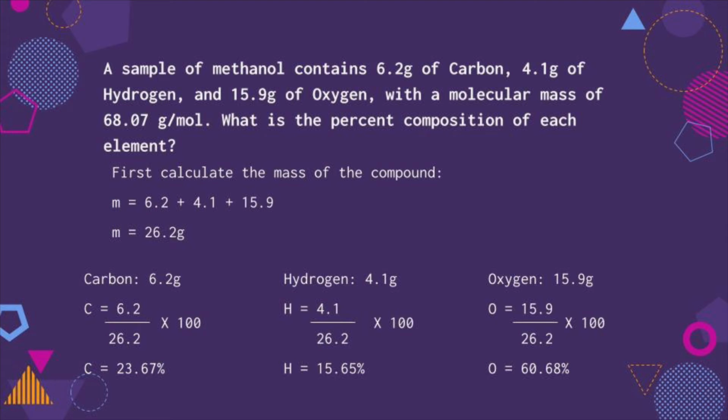First, we calculate the mass of the compound, which would be 6.2 plus 4.1 plus 15.9, which would give us 26.2 grams for the mass of the compound. Let's start with carbon. So, use the 6.2 grams and divide that by 26.2. Then multiply that by 100, which leaves us with 23.67% of carbon.